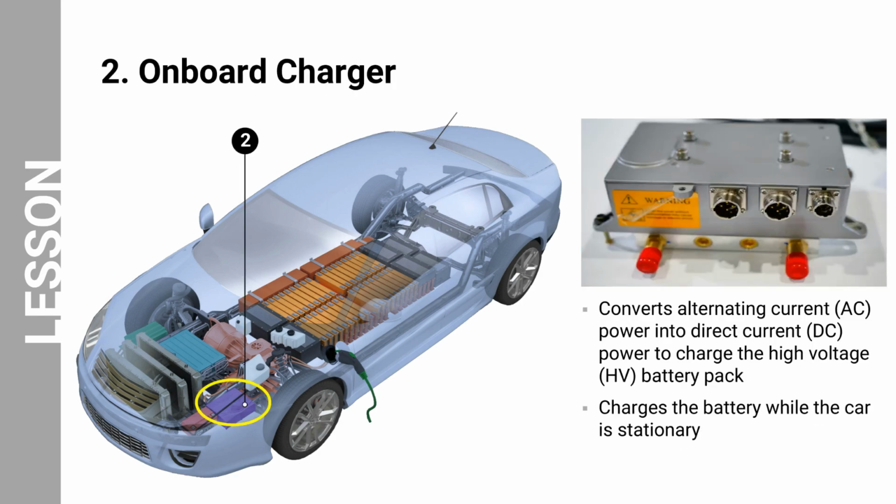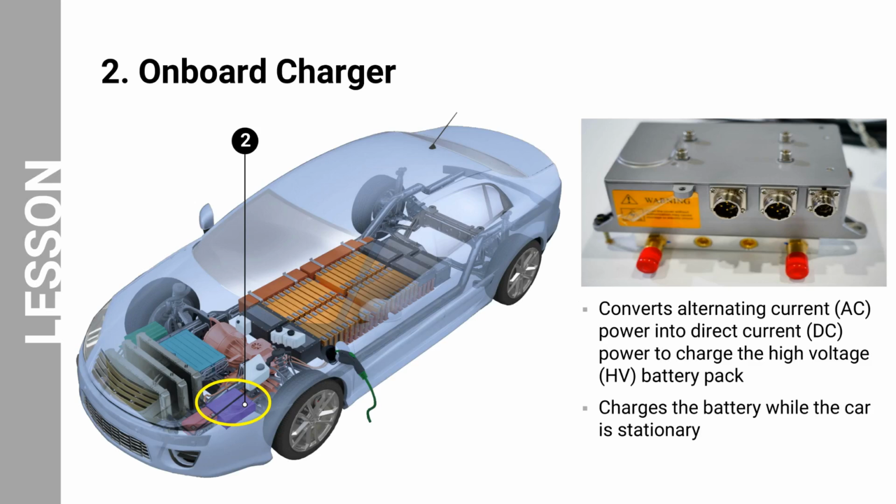Let us now look at the onboard charger. It is a device that converts alternating current, abbreviated as AC, from an external power source to direct current, abbreviated as DC, which can be used to charge the battery pack of a BEV. This conversion process involves transforming the voltage and regulating the charging current to match the battery's requirements. It monitors the charging process to ensure the battery is charged safely and efficiently. It manages factors such as voltage levels and current flow to protect the battery from overcharging or overheating. The onboard charger is typically located in the trunk or under the hood.